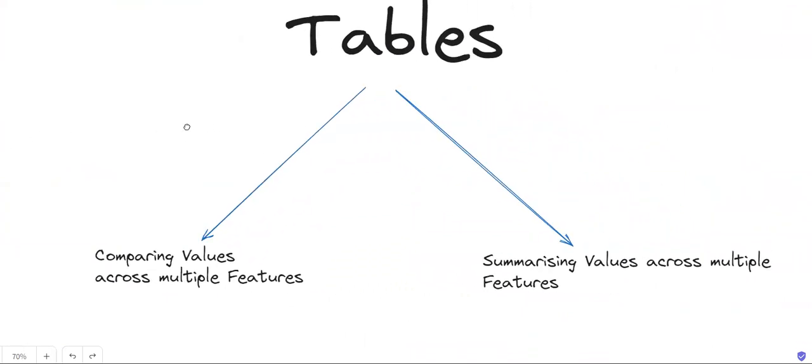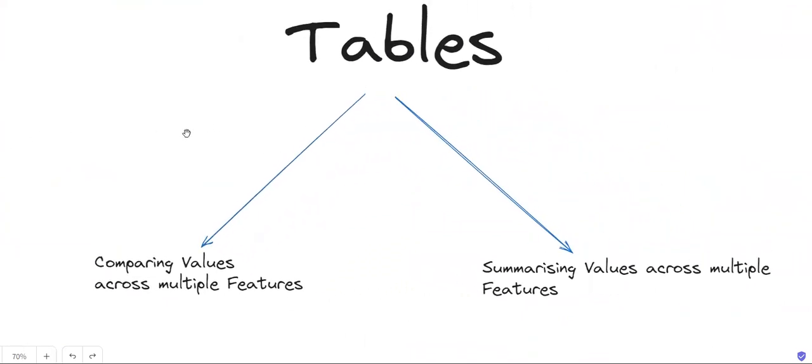ठीक है. Okay, let's move to the second topic, which is tables. Firstly, there are two scenarios जहाँ पे we can use tables. Broadly, first, we can use tables when we need to compare values across multiple features or multiple columns. ठीक है. Whenever I need to compare values across multiple features, I'll go with tables. Secondly, if you need to summarize the whole thing, you can use tables.